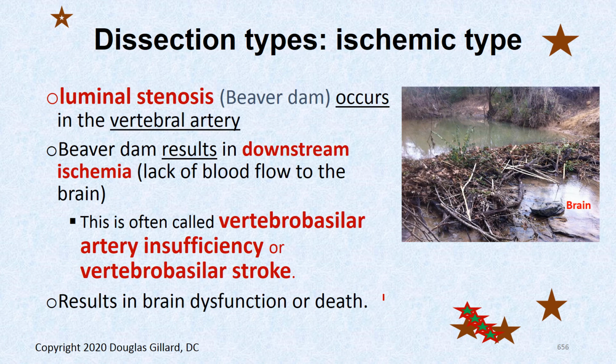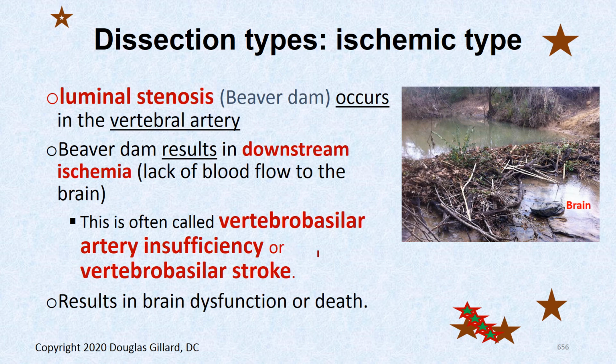Dissection types: there's an ischemic type, and there's a laminar or luminal dissection type. There's the ischemic type. So this is just where you get a beaver dam. There's no double barrel going on, but it causes a beaver dam, as we explained, and you slowly start to get downstream ischemia. This is called vertebrobasilar artery insufficiency. Fancy way of saying the brain's not getting enough blood because of the dissection. That is, the false lumen has so much hematoma in it that it's narrowed the flow of blood.